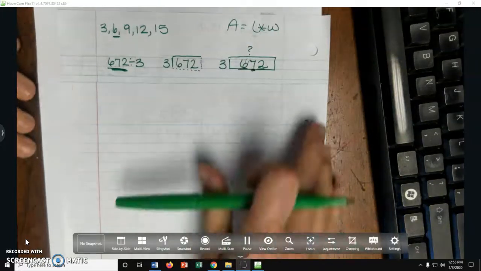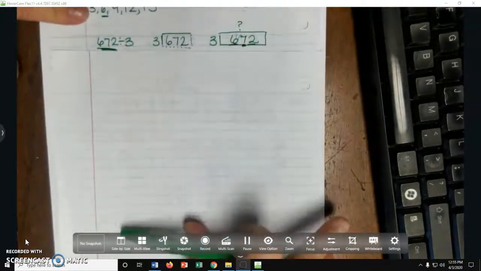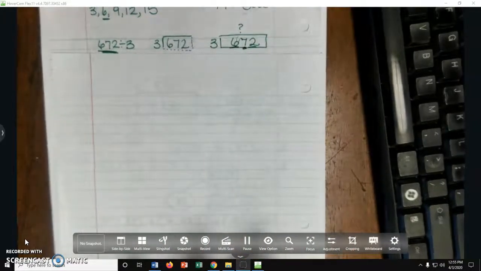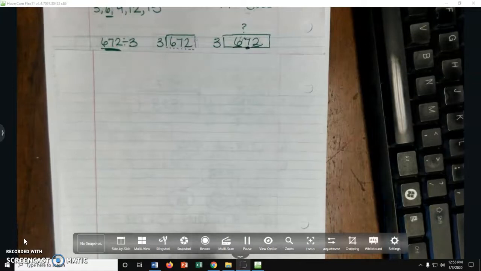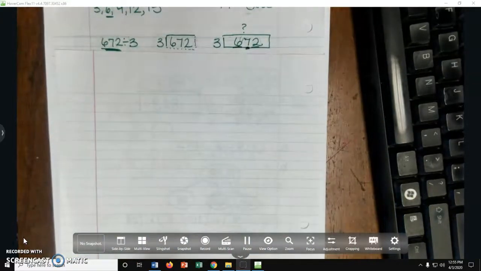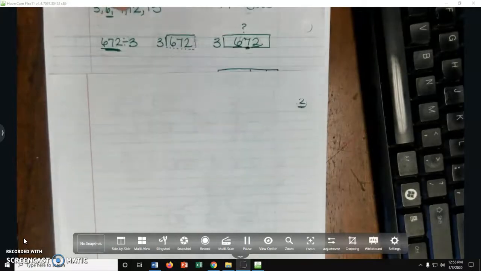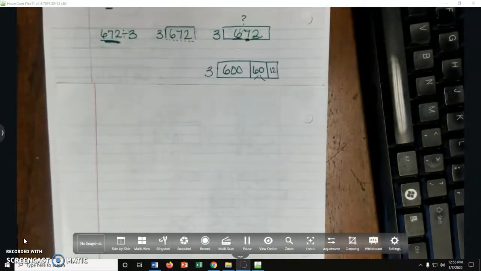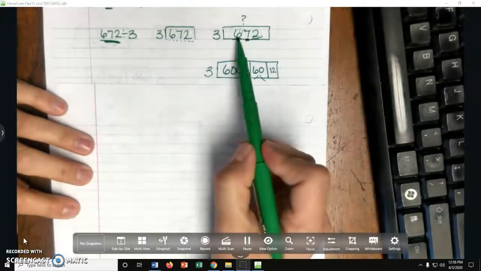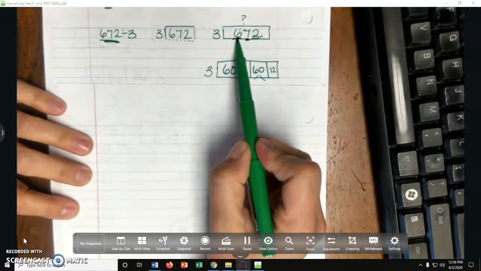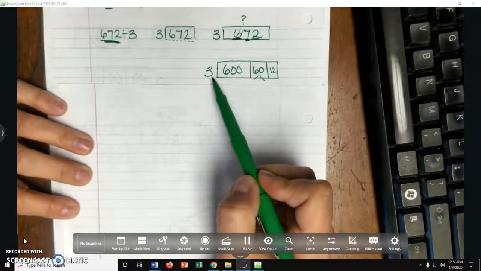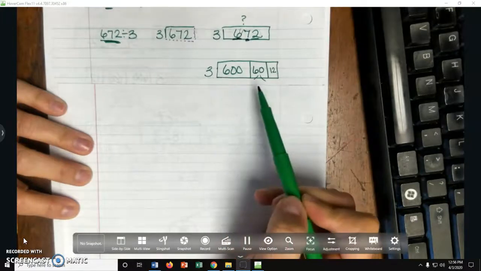On the problem that they're asking on this lesson, first of all, we're going to take that 672 and we're going to decompose it. We're going to break it apart into other pieces that we can do with mental math strategies. First thing I said, all right, let's look at this 600. Is 600 divisible by 3? It is. So I'm going to leave the 600 there.